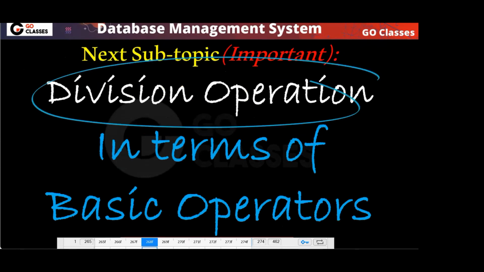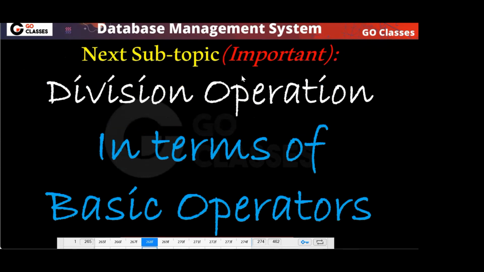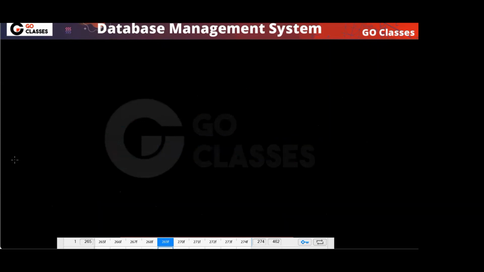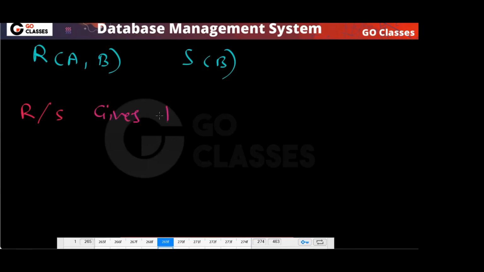Can you write the division operation in terms of basic operators? This division operation is very important. So, the division operation in terms of basic operations, and this is very easy. Let me tell you the idea. Actually, what a division operation is basically doing is giving you who is paired with everyone. Like if I have R with A, B, and if I have S with B, then the division operation R divided by S gives those A. Remember, this gives those A.